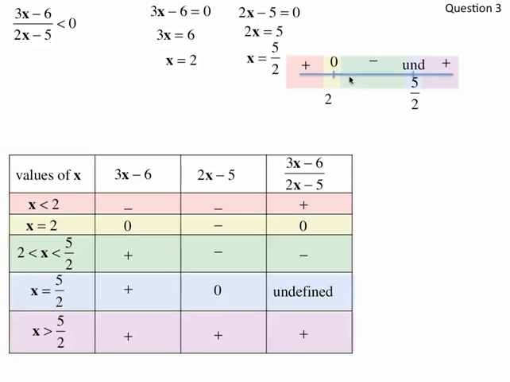Okay, and we're looking at when this whole thing is less than 0. When is it negative? Well, it's only negative here in the middle, right? So between 2 and 5/2, but not including them, because we're not saying when it's equal to 0, we're just saying when it's less than 0. So between this point, 2, and that point, 5/2.